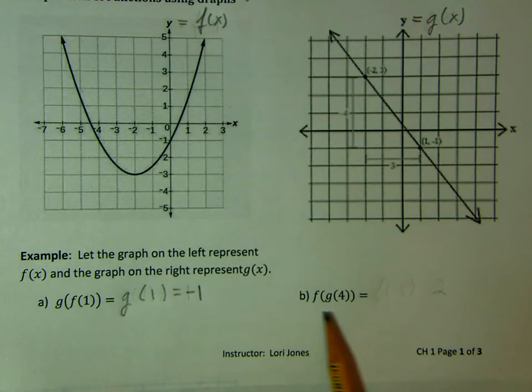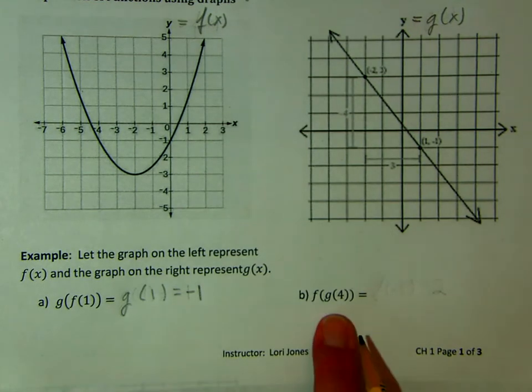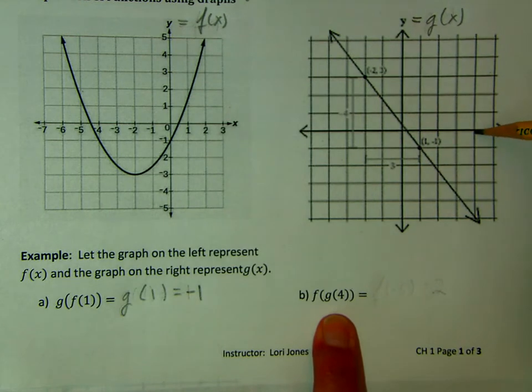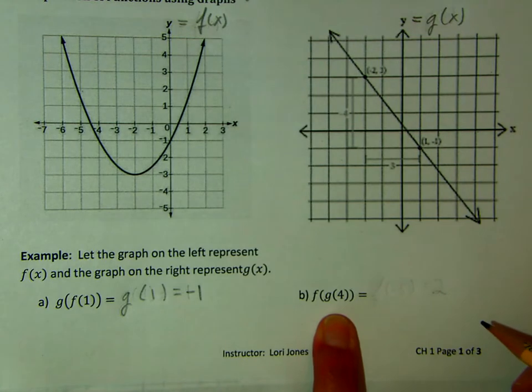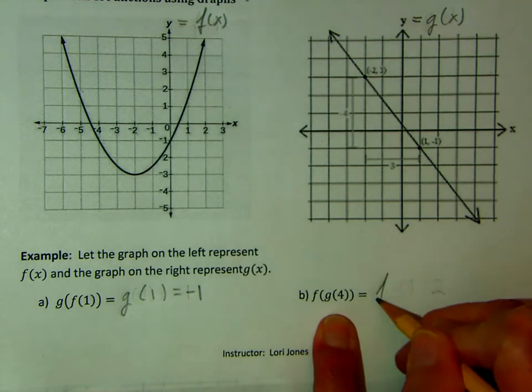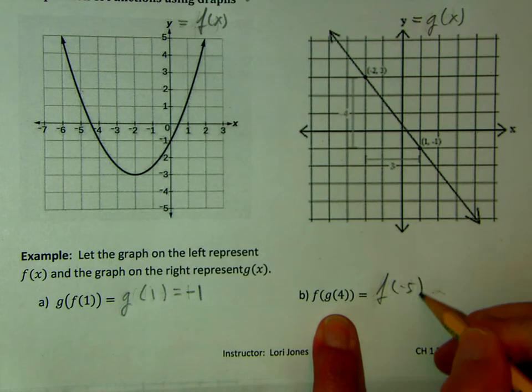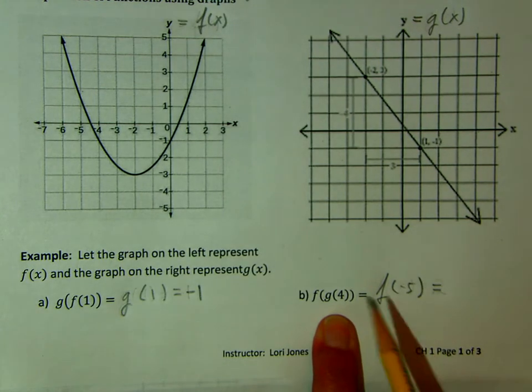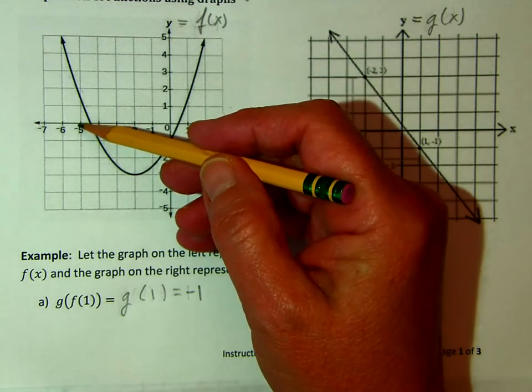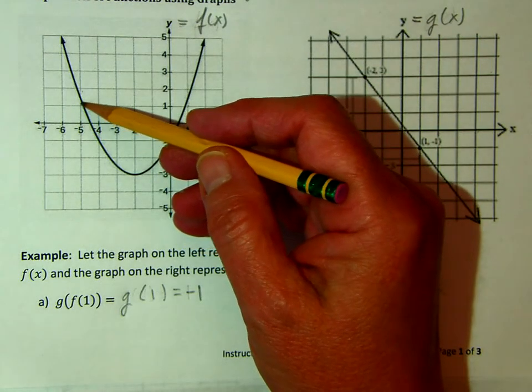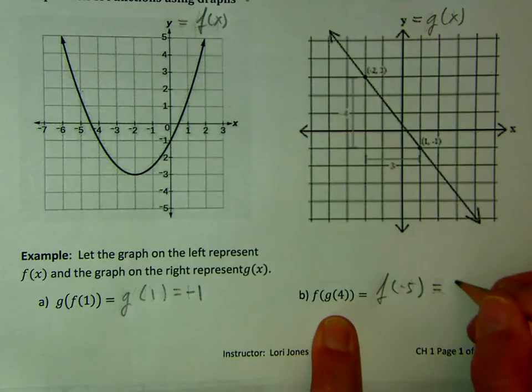Similarly, we could evaluate f of g of 4. So g of 4, counting 1, 2, 3, 4, and 1, 2, 3, 4, 5. So g of 4 is negative 5. So f of g of 4 would be f of negative 5. So now we have our input. We go to negative 5. What is f of negative 5? And it looks like that is 1.